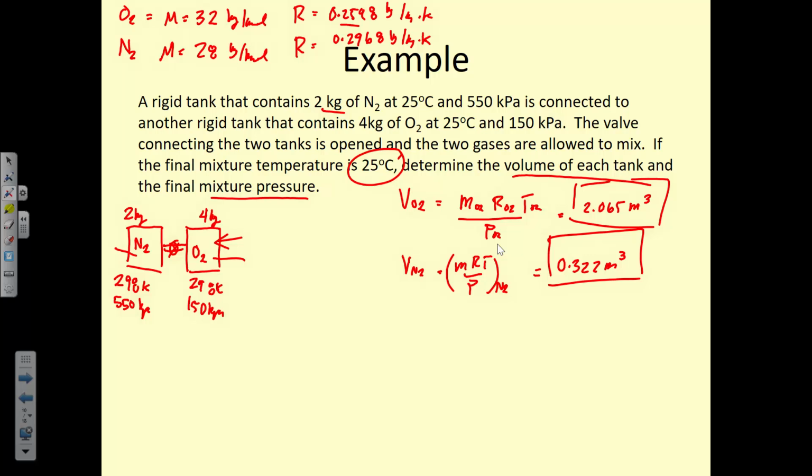Okay, so we've just calculated the volume of each of those. So now we want to calculate some of the other things. The first is the mole number. So the mole number of oxygen is equal to the mass of oxygen divided by the molar mass of oxygen. So that's 4 kilograms divided by 32 kilograms per kilomole, which is 0.125 kilomoles.